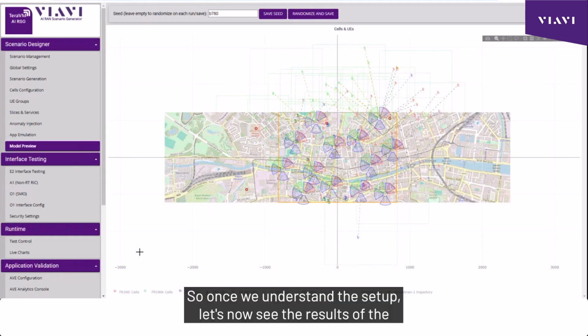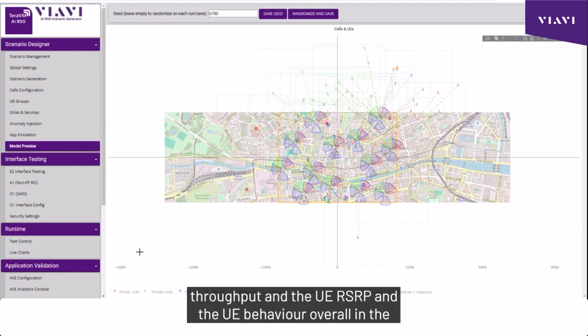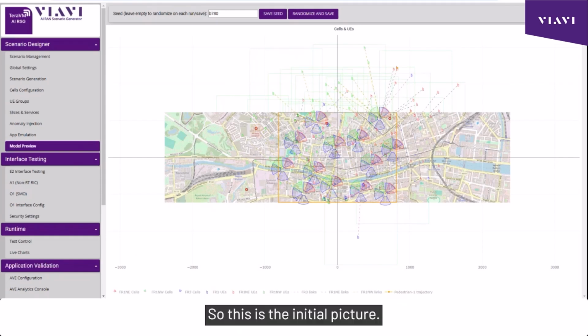Okay, so once we understand the setup, let's now see the results of the simulation and see how the FR3 frequency impacts the UE throughput and the UE RSRP and the UE behavior overall in the simulation, and the network quality perception of the UEs. So this is the initial picture.